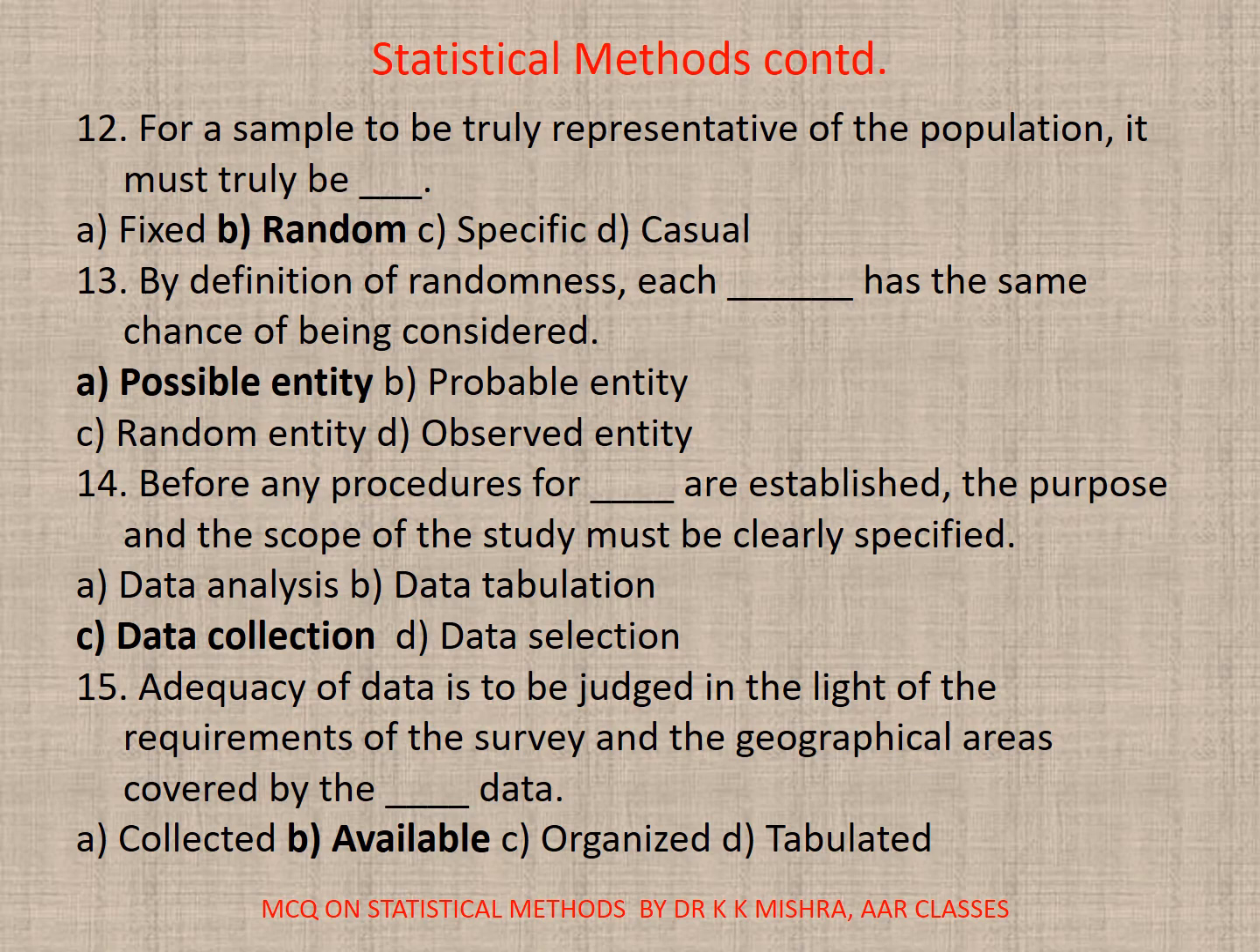Random. 13. By definition of randomness, each dash has the same chance of being considered: A. Possible entity, B. Probable entity, C. Random entity, D. Observed entity. Correct option is A. Possible entity.